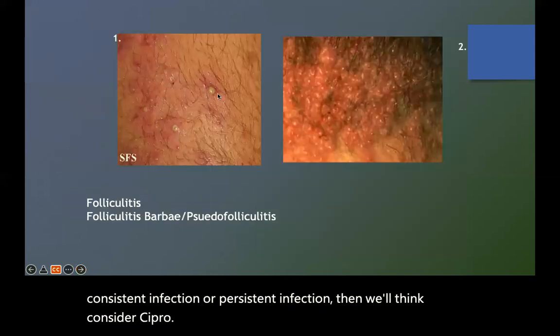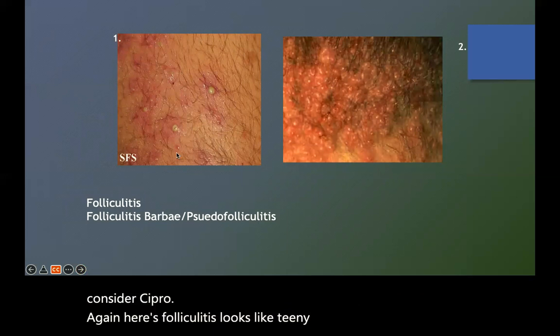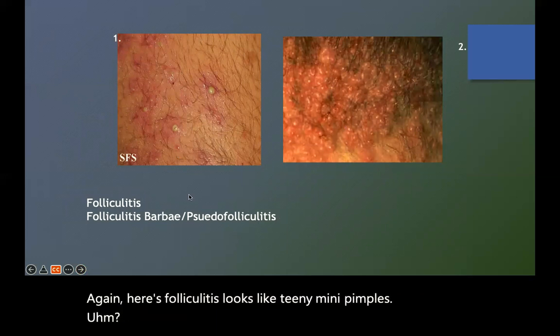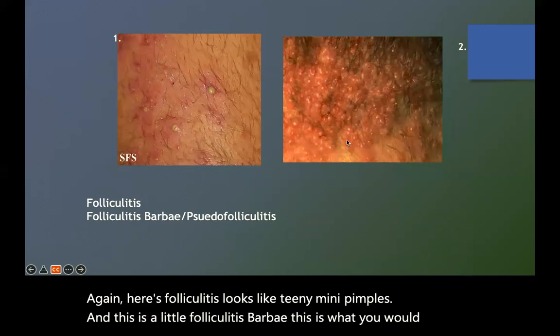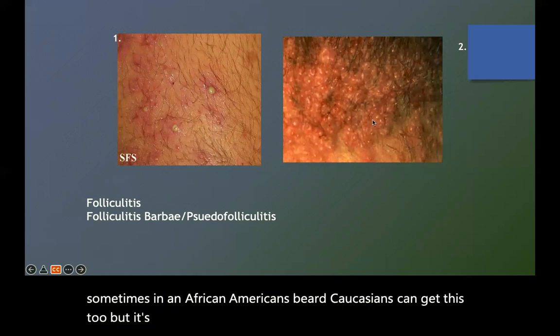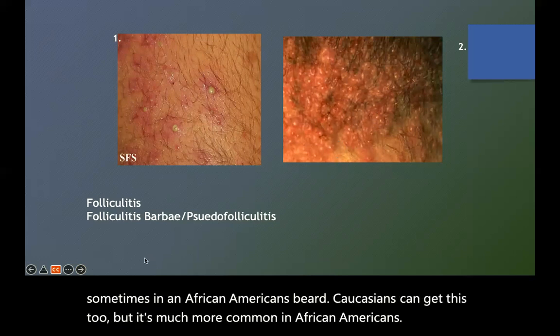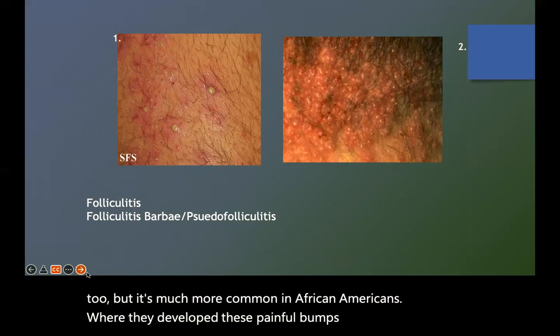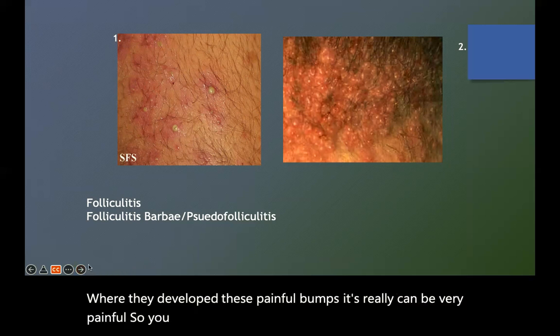Again, here's folliculitis. It looks like teeny mini pimples. And this is folliculitis barbae. This is what you would see sometimes in an African American's beard. Caucasians can get this too, but it's much more common in African Americans, where they develop these painful bumps. It really can be very painful. So you just want to tell the patient to keep their skin clean and dry and avoid shaving.